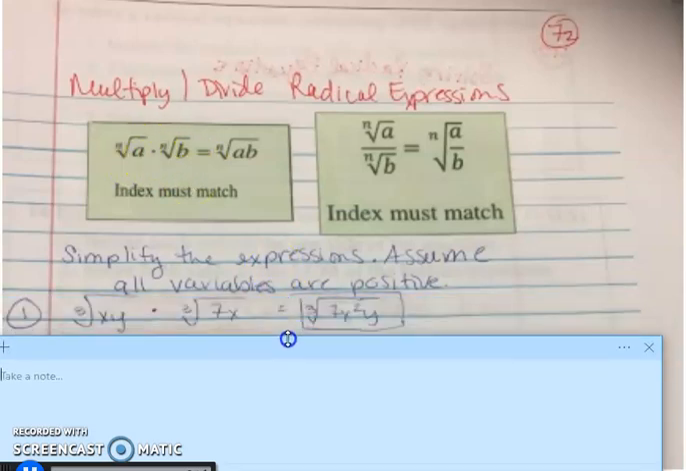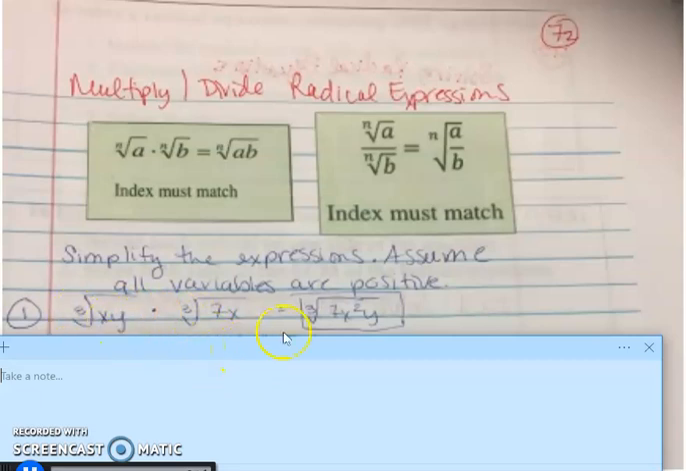All right, so for number 1, we have the cube root of x times y times the cube root of 7x. Notice this time only the index has to match. When we were adding and subtracting radical expressions, we had to make sure that the radicands also match. But this time we don't. We only have to make sure that the index matches.